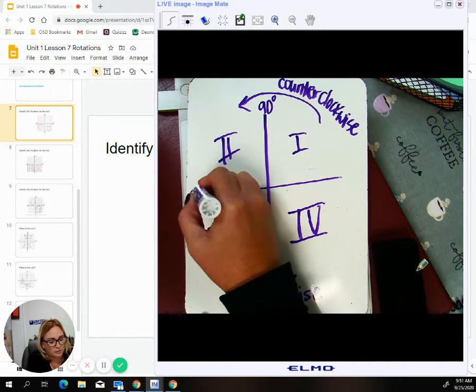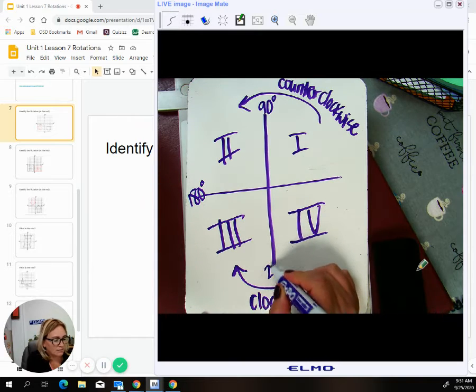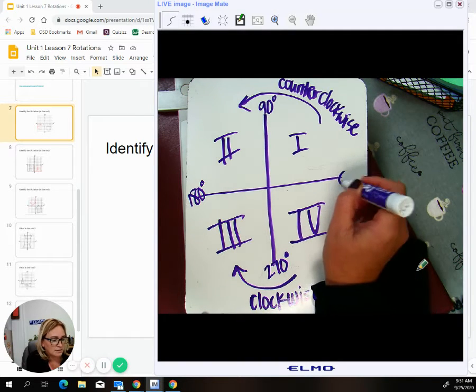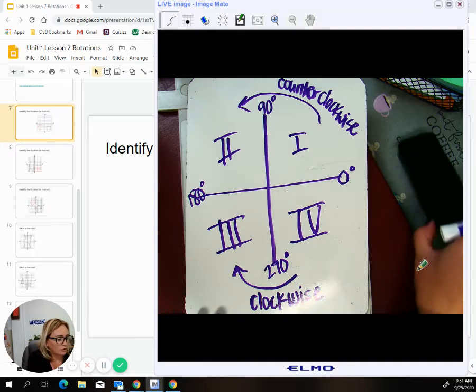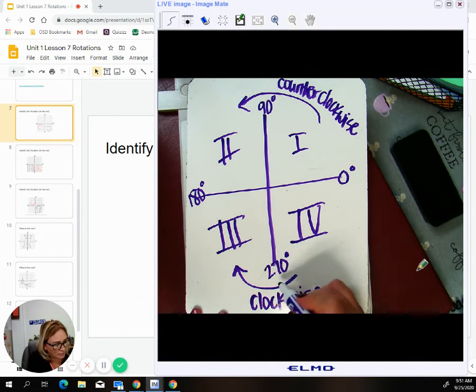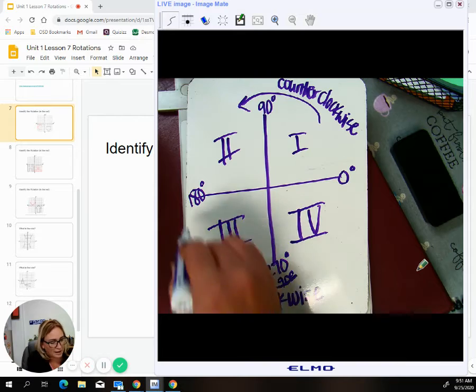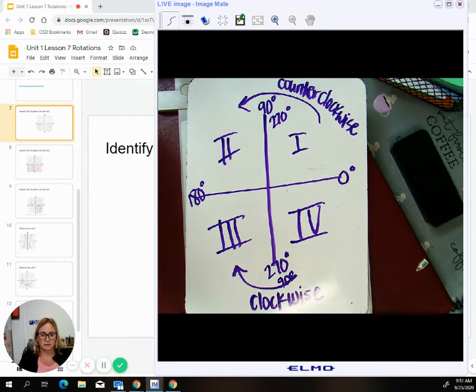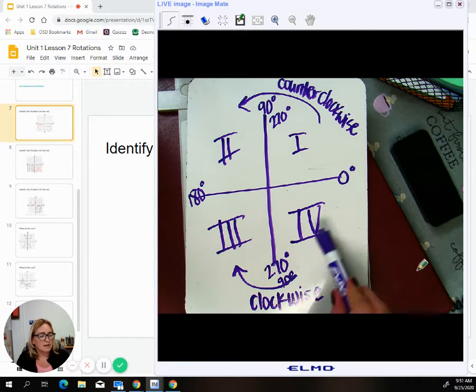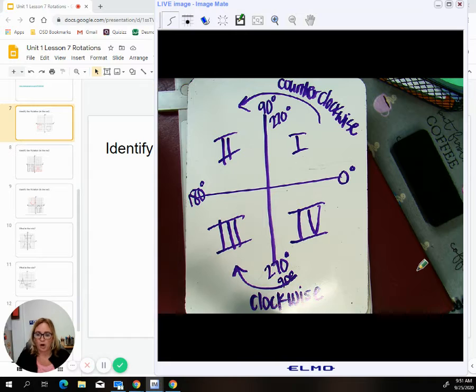So it would be 180 here and 270 here, and then obviously back to 0. If you're going counterclockwise, if you're going clockwise, then this would be your 90 degrees. 180 stays the same. This would be your 270 and then 0. So it's important to understand those because the number of quadrants you move are going to tell you which formula you need to use. Okay.